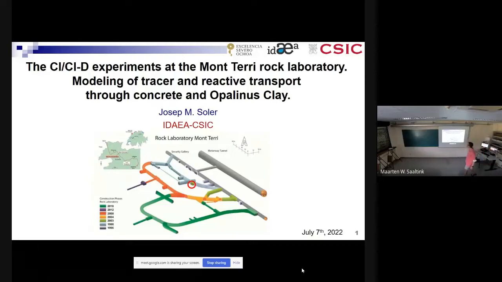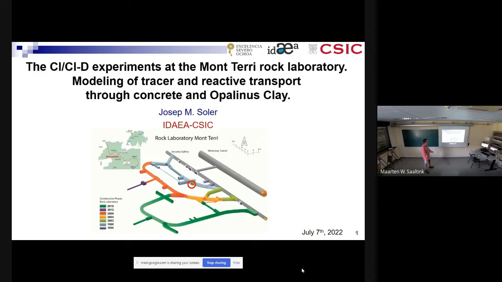Going to talk about the CID experiments at the Mont Terri rock laboratory, modeling of flow and reactive transport through concrete and Opalinus Clay. Mont Terri Rock Lab is an underground rock laboratory. This is in Switzerland, in northwest Switzerland. You can see it here in this small map.